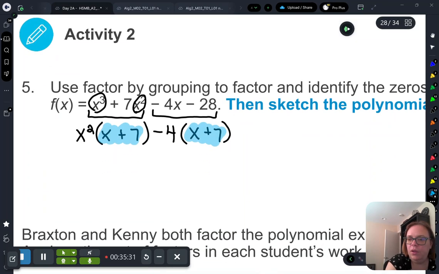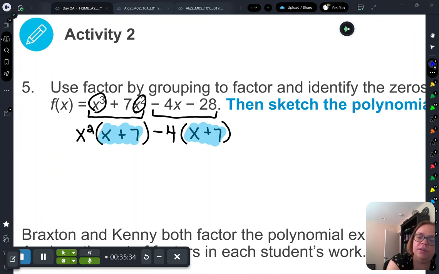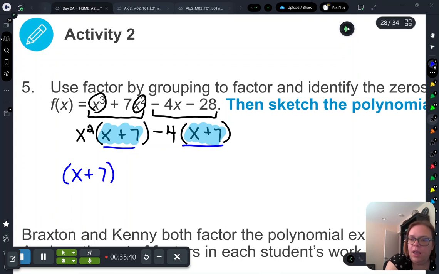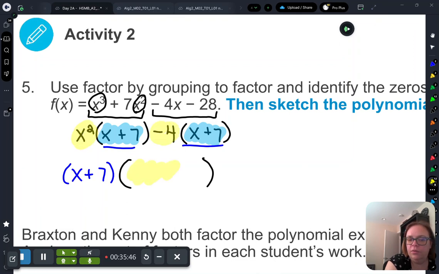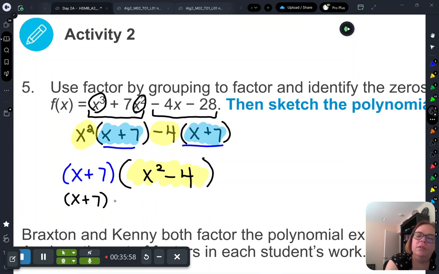We're then going to factor out that thing because they both have it in common. And what remains comes from the x squared minus 4. Those are what's left over after we take out the x plus 7. Okay, so then we have x plus 7 and then the x squared minus 4, that's a difference of squares. So you have a square minus a square. It's going to be x plus 2, because 2 squared is 4, and x minus 2. You might need to review difference of squares.